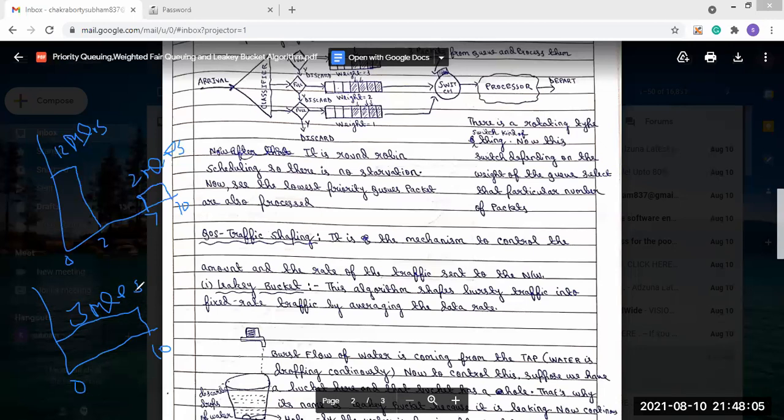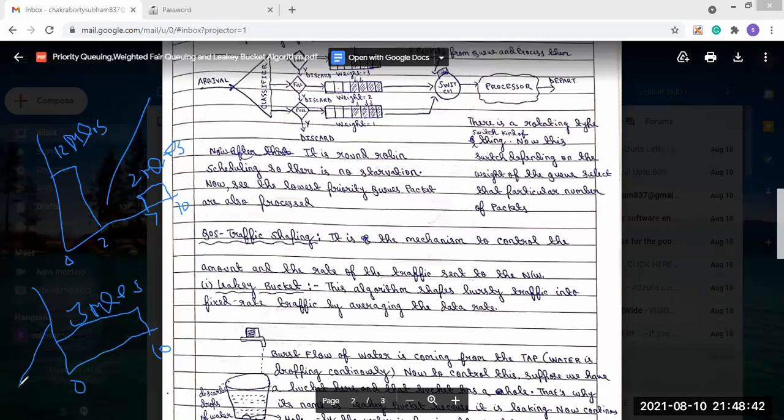Not like before, where from 0 to 2 it is 12, then after that there is nothing, and again from 7 to 10 seconds the data came at 2 Mbps speed. That is sudden changes. But in the fixed rate, the data came at the same rate. So this is called bursty traffic, and this is known as fixed rate traffic. The leaky bucket algorithm shapes bursty traffic into fixed rate traffic by averaging the data rate.